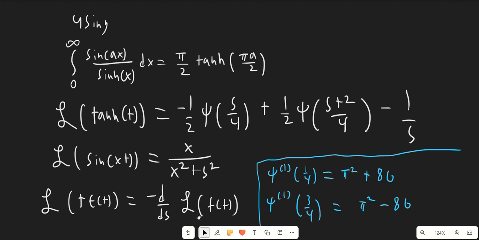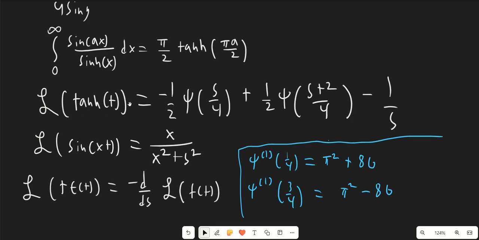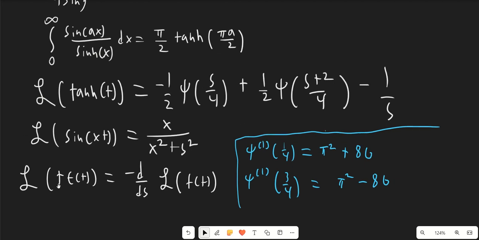So here are a lot of things that I've proved in previous videos, starting off with this contour integration formula. The integral from 0 to infinity of sin(ax) over sinh(x) dx equals pi over 2 times tanh(pi a over 2). And then another really cool one is the Laplace transform of hyperbolic tangent of t, which is this expression with digamma functions.